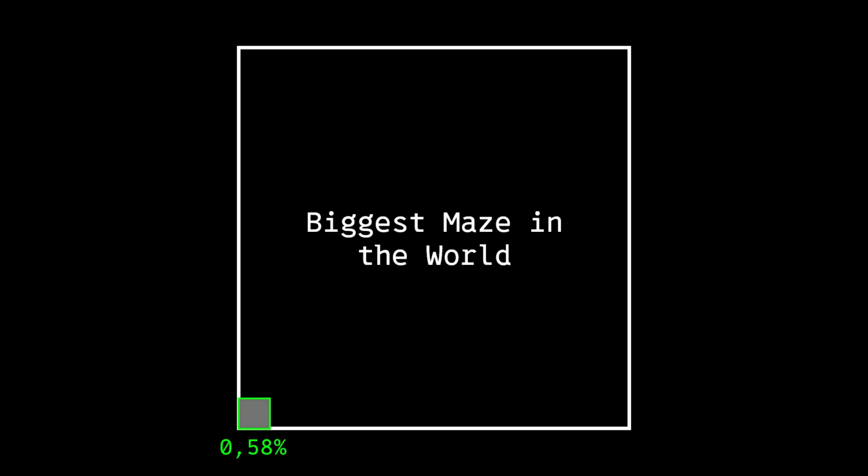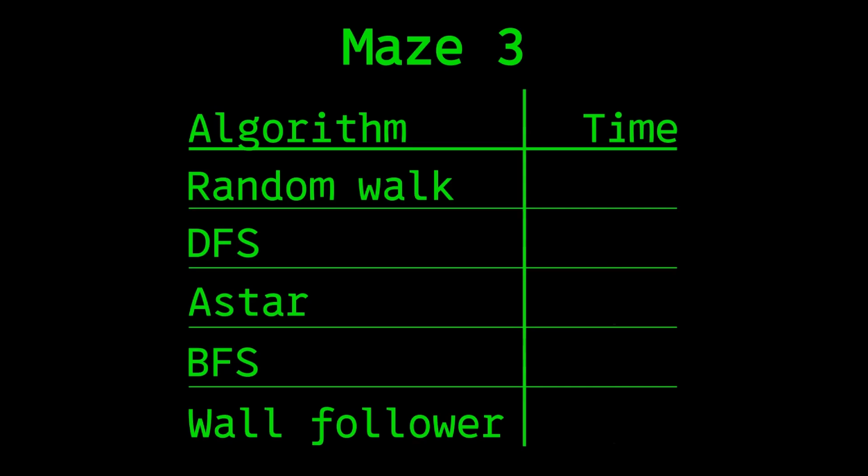Finally, we move to the real monster, a 2500 by 2500 maze. That sounds enormous, and it is, but believe it or not, it's only 0.58% the size of the world's largest maze, which measures a staggering 32,768 by 32,768 cells. That's millions upon millions of cells. So now the big question is, who wins this race and earns the right to solve the world's largest maze?